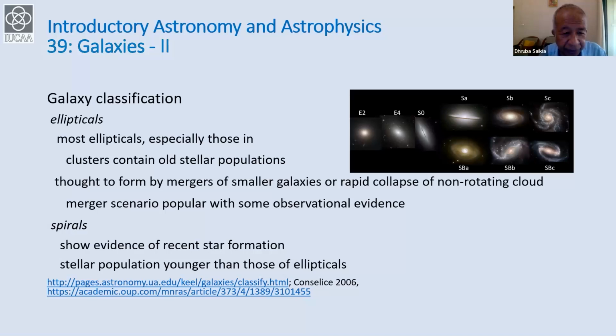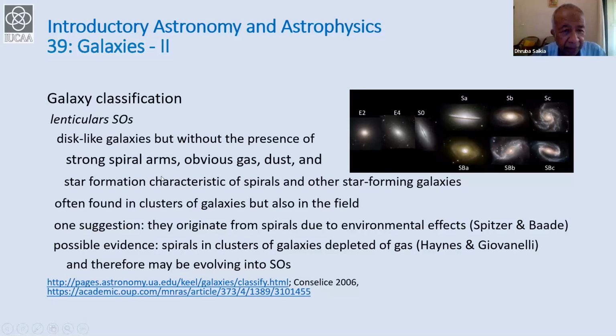Spirals show evidence of recent star formation, and stellar populations on average are younger than those of ellipticals. You may sometimes also get ellipticals which look bluish, which may have acquired recent gas, and star formation is taking place. So these are the overall broad global properties. You will find that a spiral, if there's been no recent star formation, may look reddish, but generally these are the overall global properties.